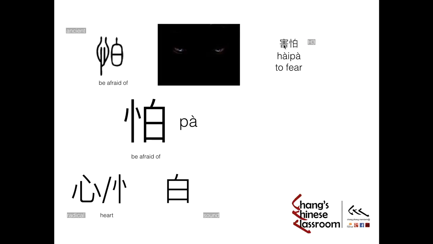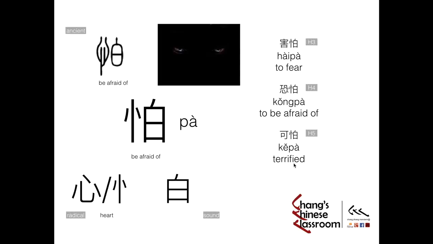Okay, the first vocabulary, 害 means harm or harmful. So 害怕 altogether means to fear. 恐 actually means terrified. So 恐怕 altogether means be afraid of, which is quite similar to terrified, 可怕. 可怕, okay?